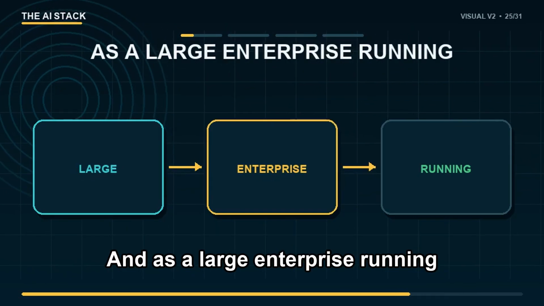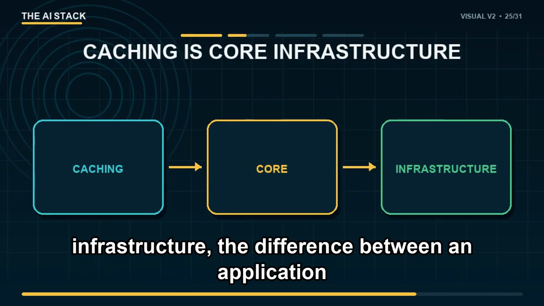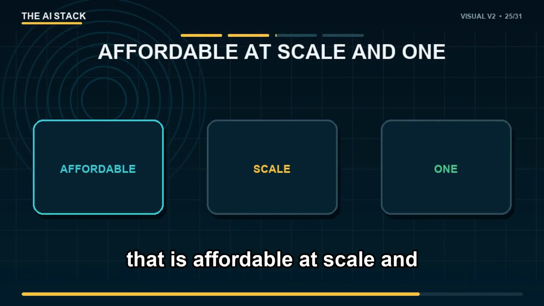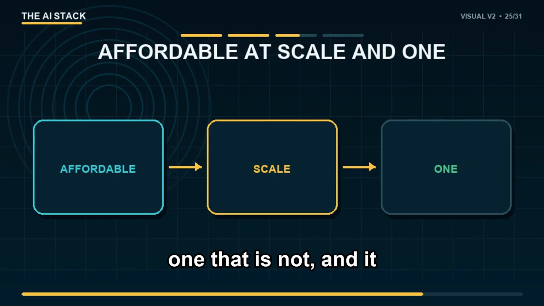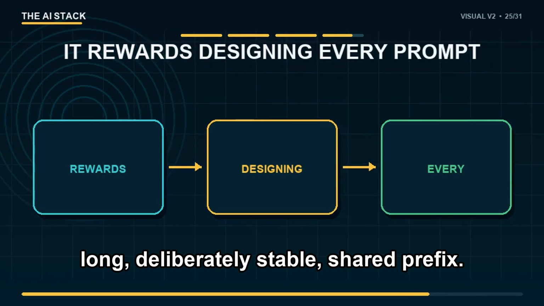And as a large enterprise running high-volume workloads, caching is core infrastructure. It is the difference between an application that is affordable at scale and one that is not, and it rewards designing every prompt around a long, deliberately stable, shared prefix.